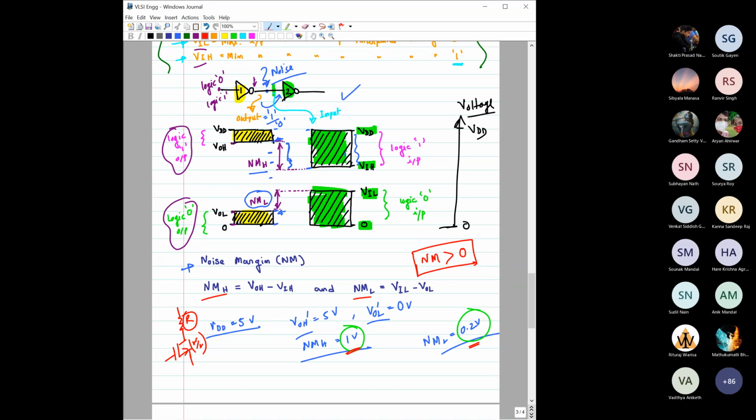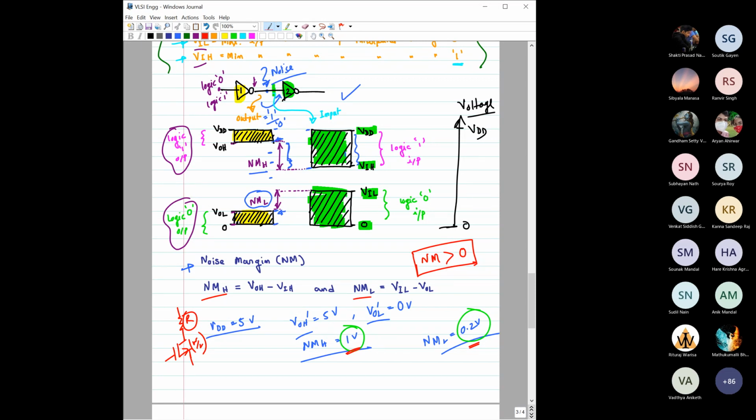Yes, sir. So I'm asking, is there any application in which we don't require them to be close, where one of them is very large and one of them is very low? Yeah, you have to see, for example, if for some of your design the output for most of the time is expected to be at logic 1 only, then probably in that case you can think of it.